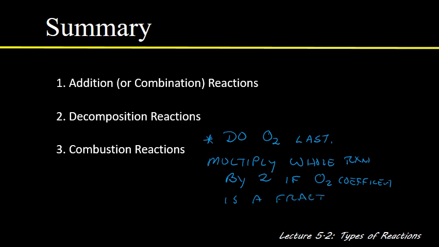When you balance the oxygen last, sometimes you get a fraction, right? Like we just had 9 halves or 19 halves or something like that. Go ahead and balance it with the fraction, but then after you've balanced it with the fraction, multiply the whole reaction by 2 to get rid of that fraction in the balanced equation. All right, terrific. That's it for types of reactions. Work on those and work through the study guide, and then we'll be back with another video.